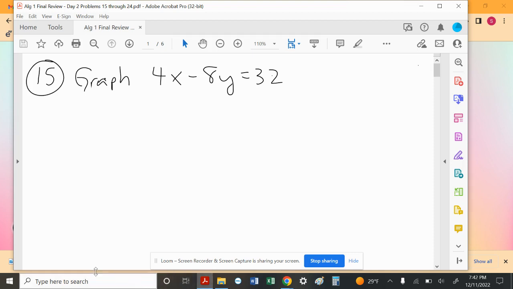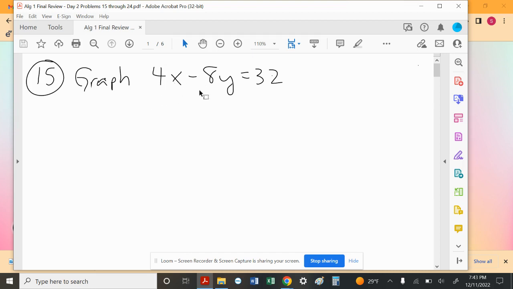Okay, so graph 4x minus 8y equals 32. So the easiest way to graph this one is to solve for y. And that's because then we have the y-intercept, and then we have the slope. So it's a lot easier to do that. But actually, now that I say that, it actually would be easier to solve for the intercepts.